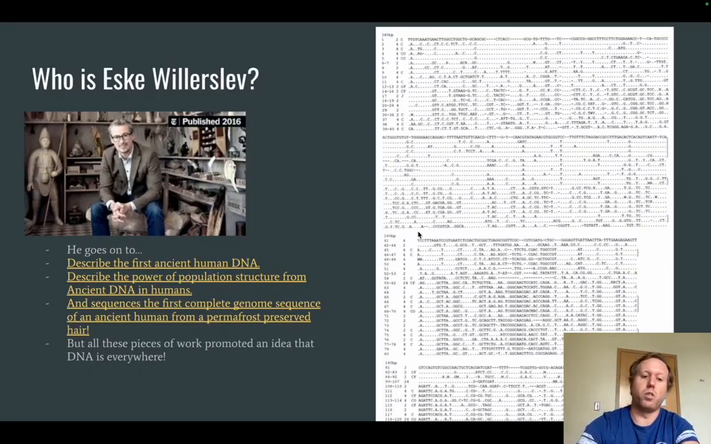But he goes on to do a bunch of different things, like he describes the first ancient human DNA at all. He describes the power of population structure from ancient DNA in humans.